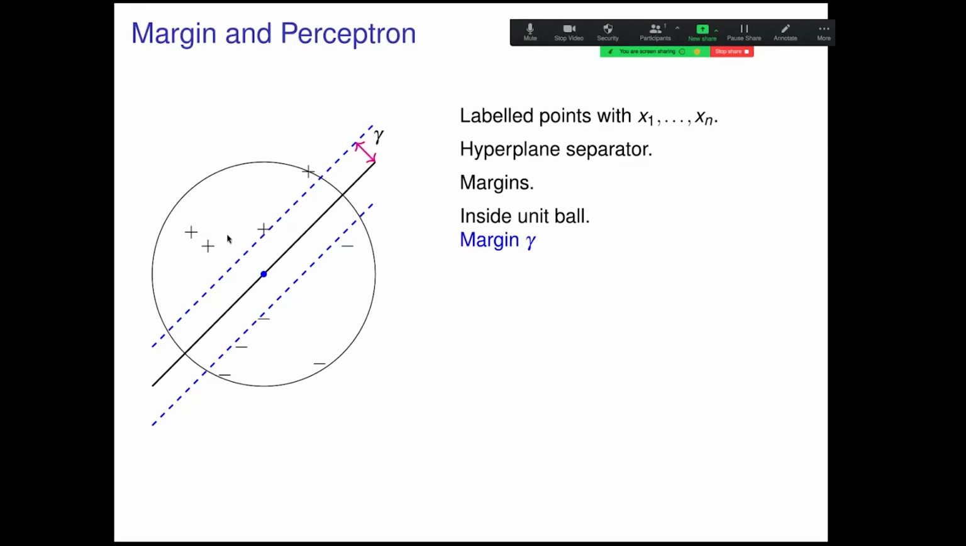It means that every one of these points is not only on the correct side of the hyperplane, it's reasonably far from the hyperplane. Things are not right on the border. Like, then you can't really tell what that point is anyway. Okay?